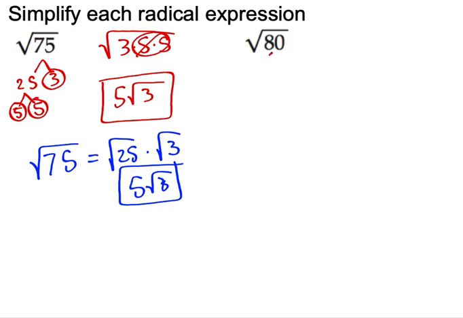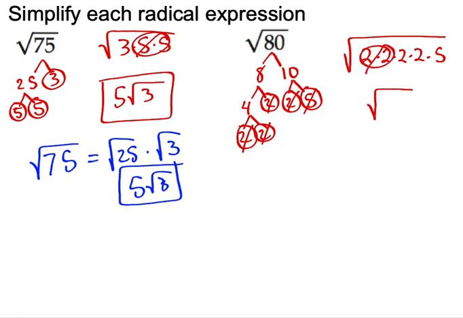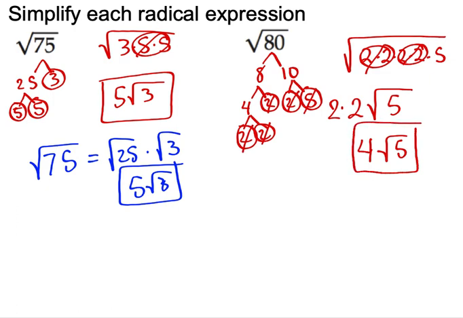80. 80 is 8 times 10. 8, of course, is 4 times 2, 2 being prime. 10 is 2 times 5, both of which are prime. The 4 goes down into a couple of 2's. So the square root of 80 is the square root of 2 times 2 times 2 times 2 times 5. We can pull out a 2 and another 2, and there's a 5 left over inside. 2 times 2, of course, is 4. So we get 4 square roots of 5.